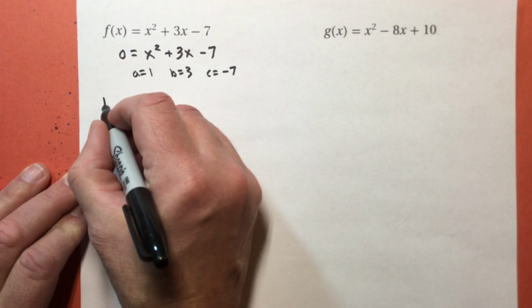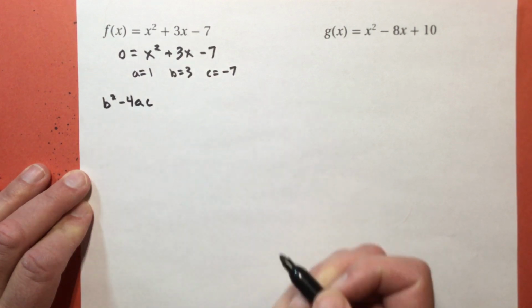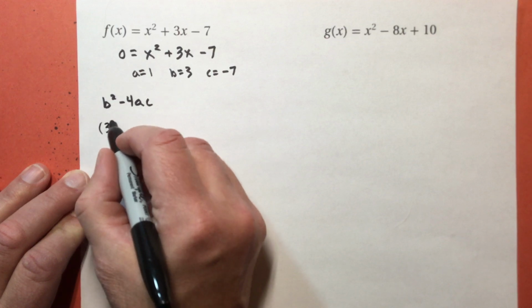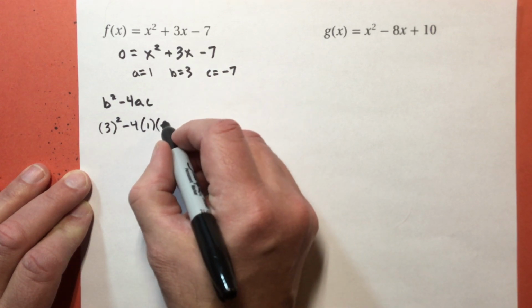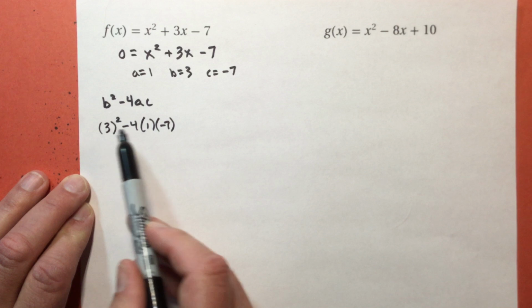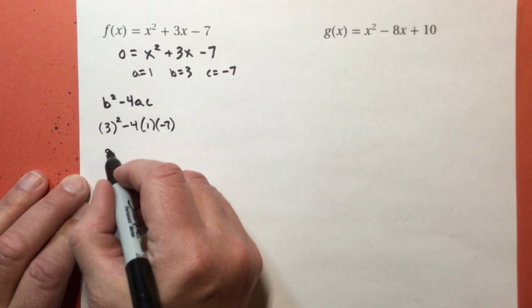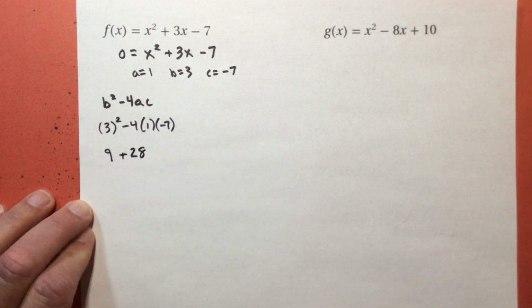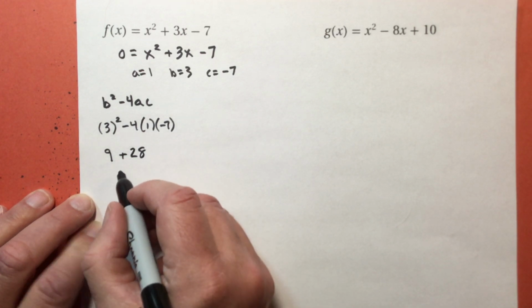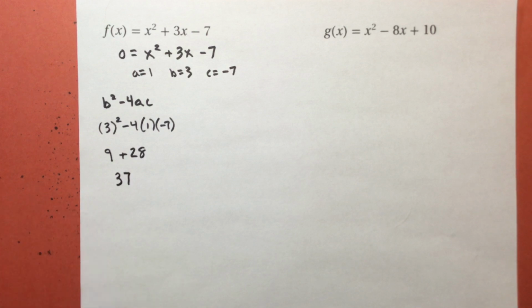Let's take care of the discriminant first. B to the second power subtract 4 times a times c. B is 3, so I get 3 to the second power. A is 1, so 4 times 1, and c is negative 7 times negative 7. I'm going to square this, I'm going to multiply all this, then I'm going to subtract. So I get 9. Negative 4 times 1 times negative 7 is positive 28. And 9 plus 28 is 37. So I got a positive number. That means I'm going to get 2 distinct solutions, which means I always get 2 solutions, but they're going to be different from each other. And they're also going to be real, right?